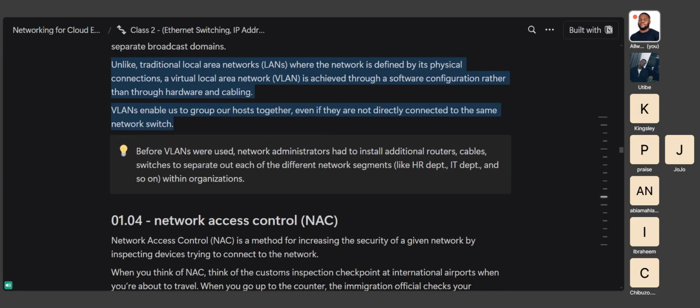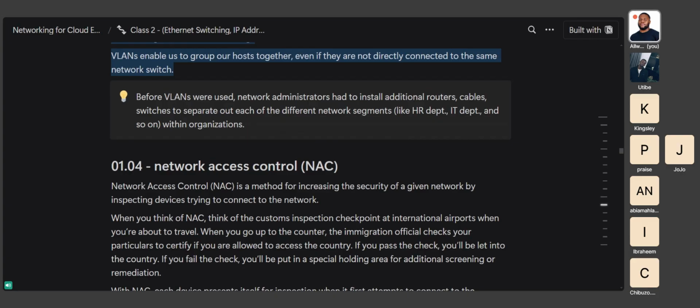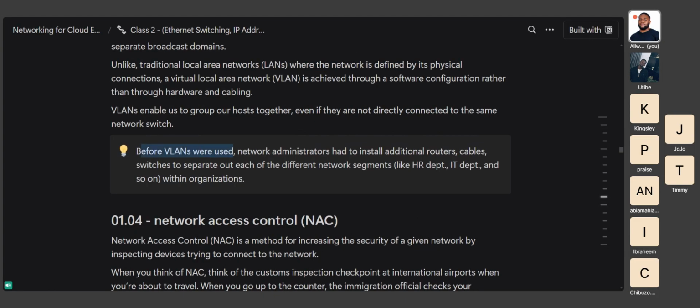I don't think I need to go into that just because of time, because we're really losing time and we have so much more to talk about. So the only thing I think is important to note here is that before VLANs were used, just to understand why VLANs are available today, network administrators had to install additional routers, cables, switches, all these devices to separate out each of the different network segments.